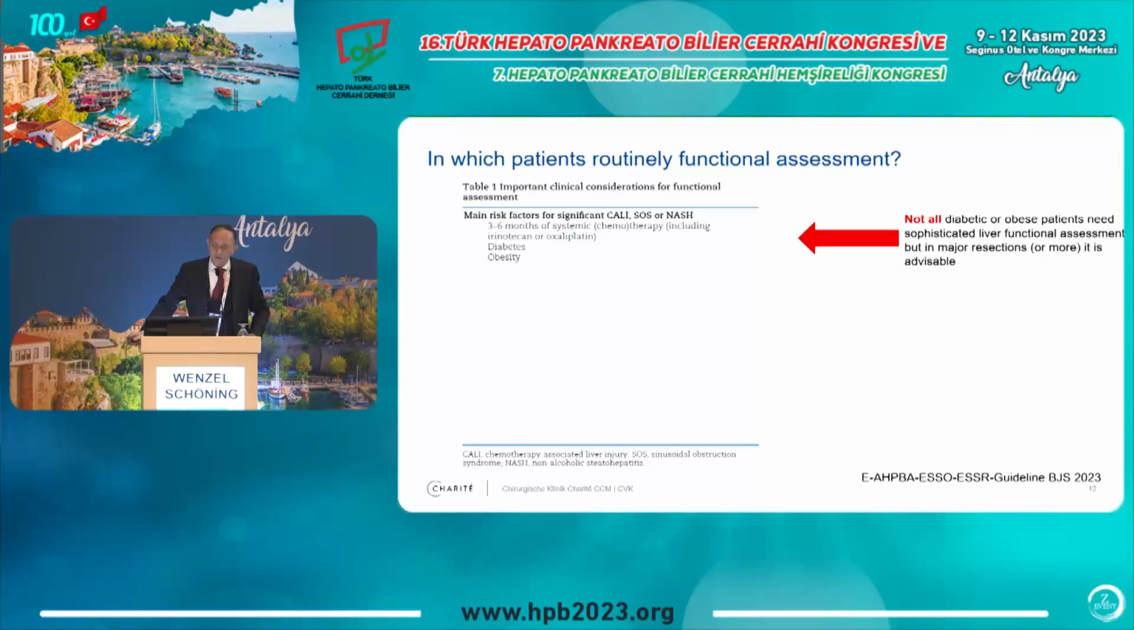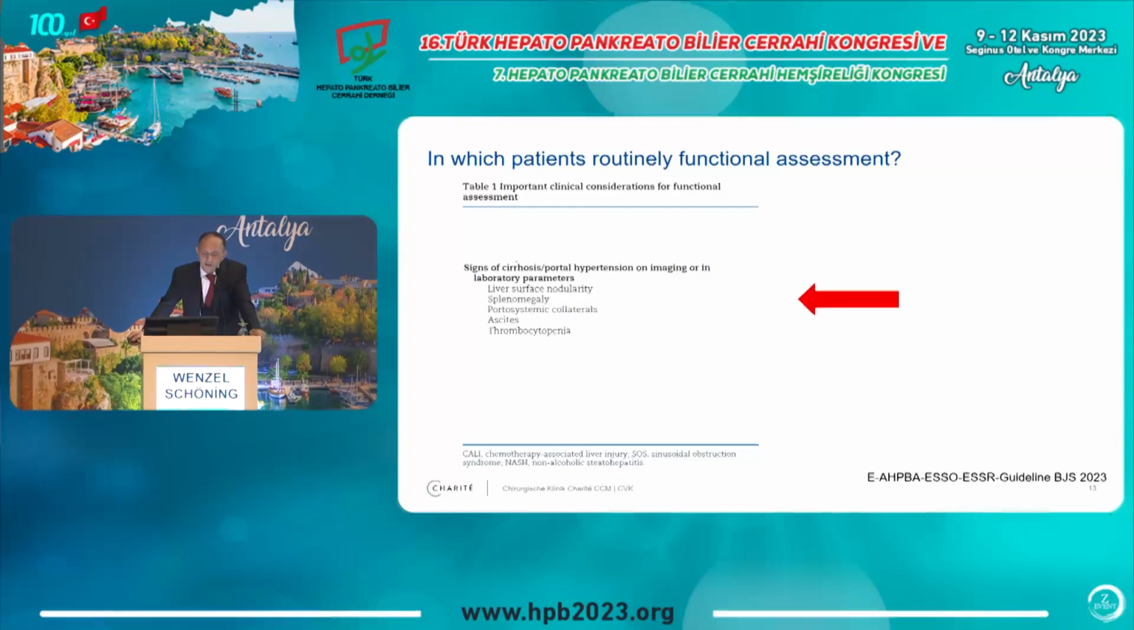So what other clinical considerations for functional assessment should be made? The main risk for significant CALI, SOS or CASH is 3 to 6 months of systemic chemotherapy, including irinotecan or oxaliplatin, and also diabetes or obesity is a risk factor for NASH and for insufficient liver function after major resections. Of course, not all diabetic or obese patients need sophisticated liver function assessment, but in major resections or in complex resection, it is advisable to do it.